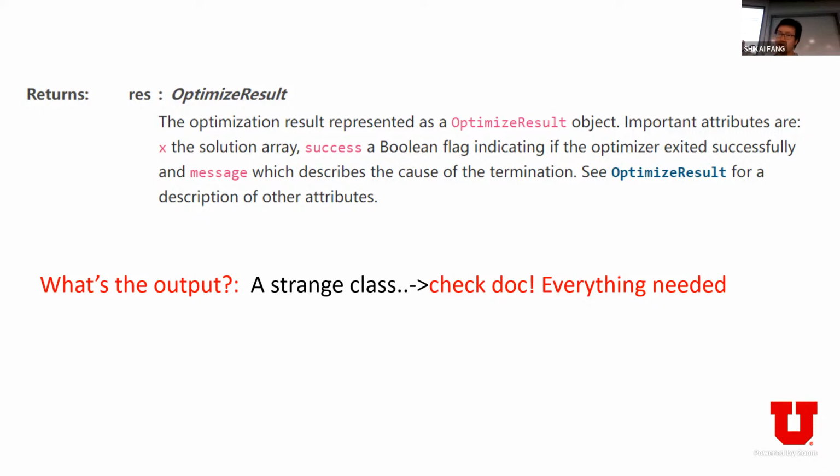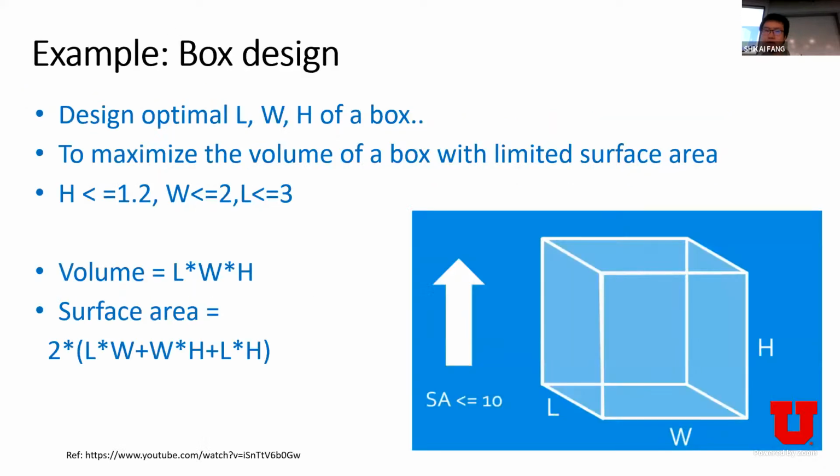So the function will return a class, and how to retrieve the exact values of the variables after optimization, that's the challenge for you. You have to check the documentation to do that. And as the last section, I will give you a detailed example of how to use the SciPy minimize function to do the optimization.